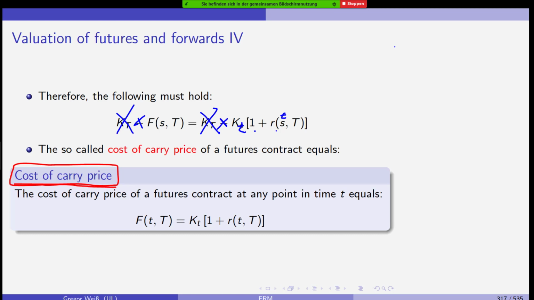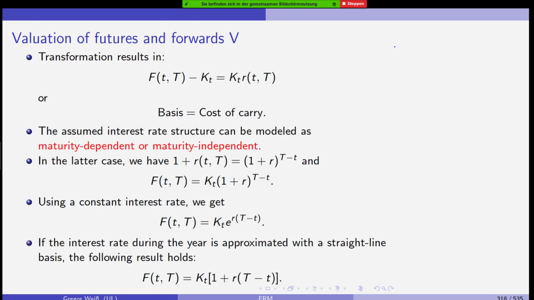Very, very simple. And as you can imagine, a future and a forward contract thus is also not a very complicated derivative. So if we transform this a little bit, if we say F minus KT, future price, forward price minus the spot price, this equals KT times the accumulated interest, not 1 plus, but only R, and the basis then is the cost of carry. So the difference between the forward and the spot price is equal to the cost of carry, meaning what? This is the cost you have if you need to carry along the underlying into the future.